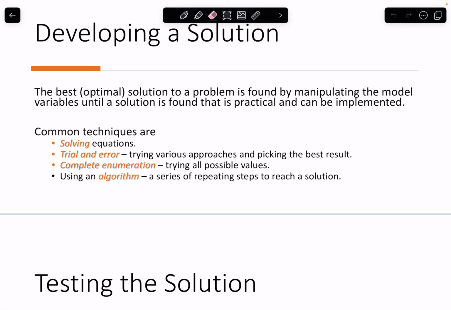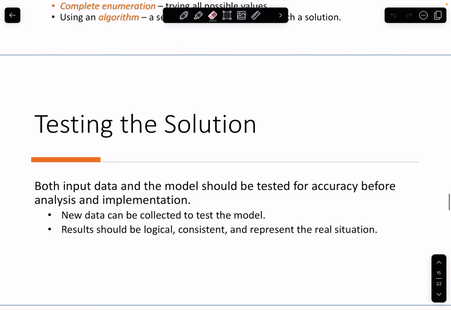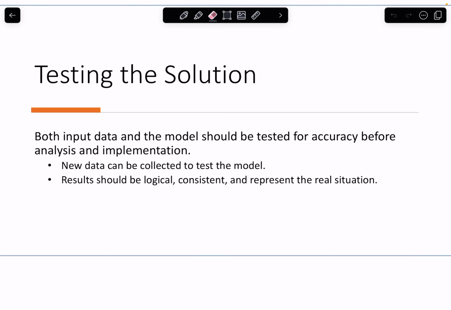We have the QM solver from Excel. So we could use some applications for decision making or for us to develop a certain solution. And then, once we have the solution, we test the solution whether it works or not. Both input data and the model should be tested for accuracy before analysis and implementation. We do not right away implement our solution. We test it first, whether the result is accurate or not.